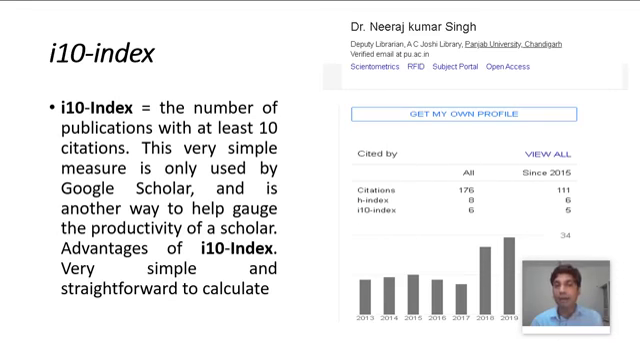Another index is the I10 index, created by Google Scholar and used in Google's My Citations feature. The I10 index means the number of publications with at least 10 citations. This is a very simple measure used by Google Scholar to know the impact of scientific articles published by the author.